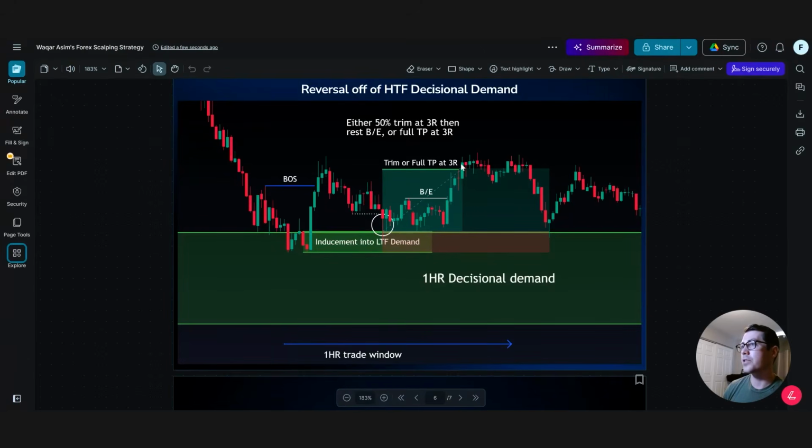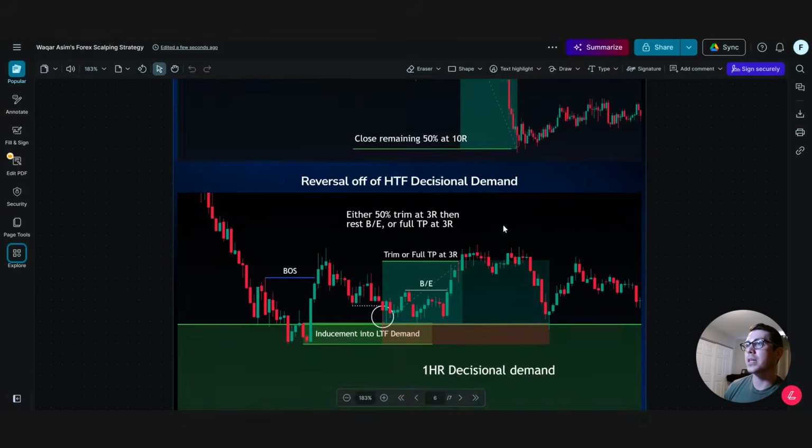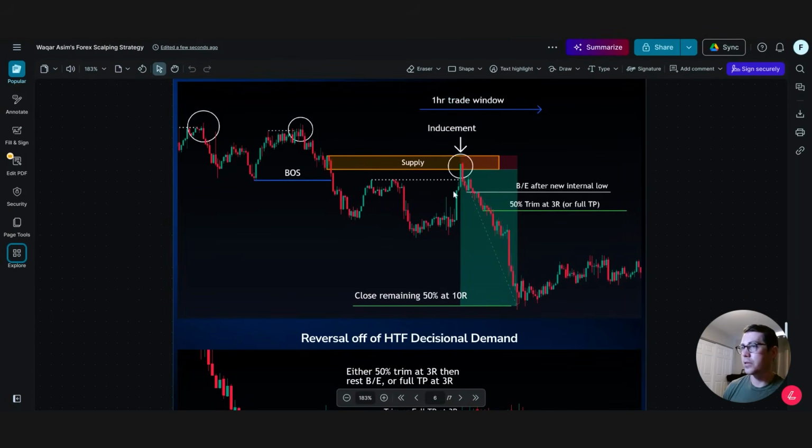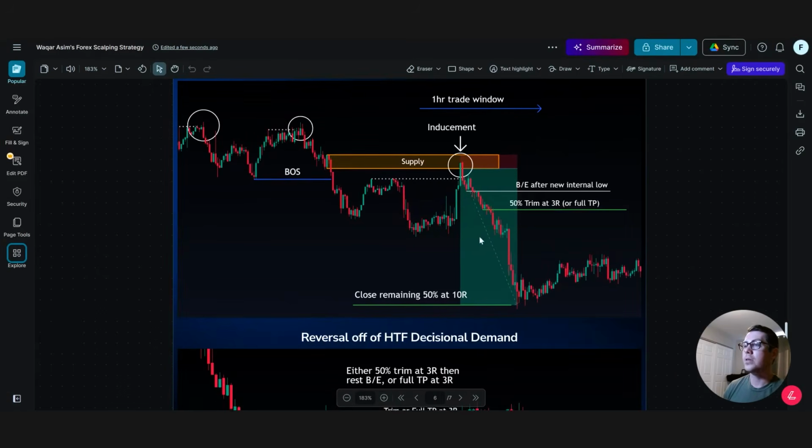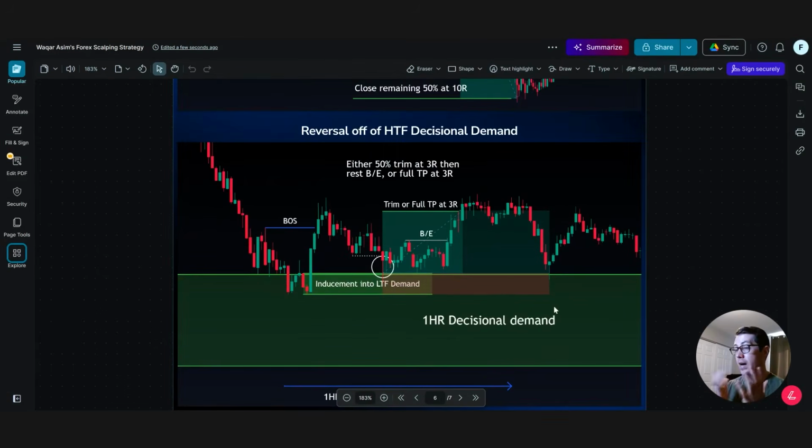And again, you could have either gone a full TP at 3R here or trimmed half and the rest would come break even. But a couple examples there. One, just trend continuation. You're expecting price to continue. There's no decisional demand. You're expecting a reversal, or you have identified a potential reversal zone, and now you're looking to trade that with the same model.